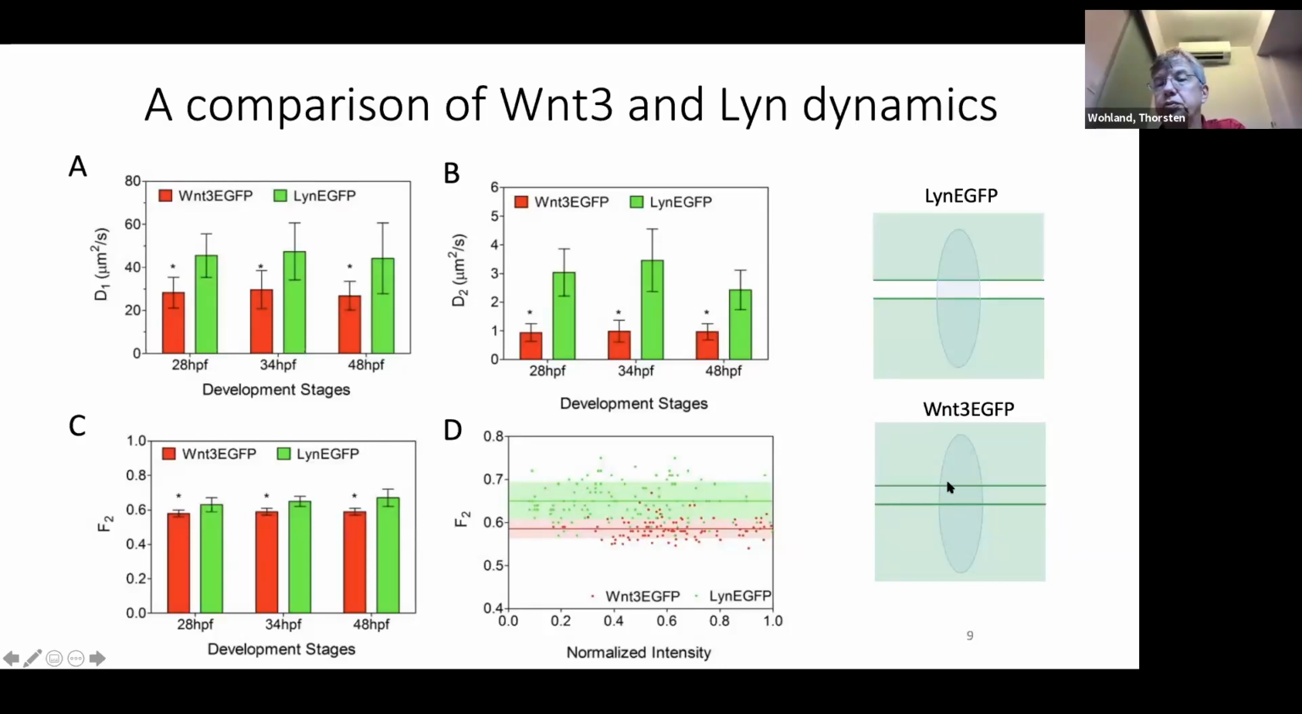Wnt3 EGFP, by contrast, we see, of course, the Wnt3 on the membrane. That's the slow diffusion coefficient. But for the fast diffusion coefficient, we see two parts. We see the cytosolic part here and here in these two cells, but we also see an extracellular part. And that is the reason why for Wnt3 EGFP we always see a lower fraction of slow-moving particles and a higher fraction of fast-moving particles, because we get Wnt3 moving in the extracellular space. So it's the second evidence for us that we get Wnt3 secretion and diffusion in these extracellular spaces.